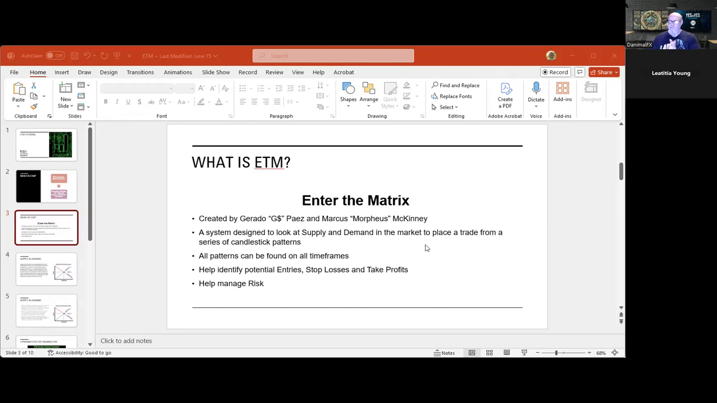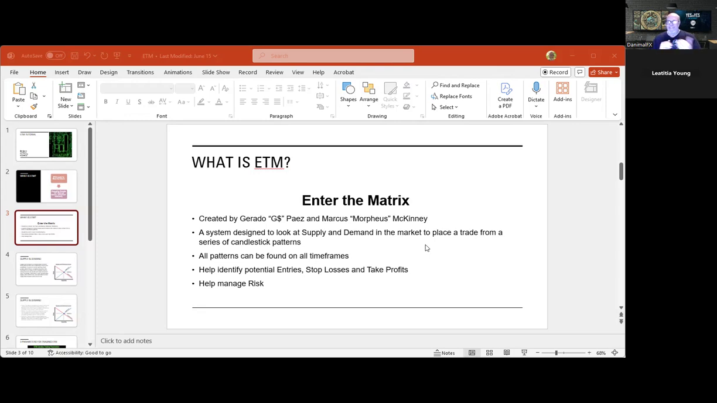So the ETM candlesticks were created by Gerardo G. Money Paez and Marcus McKinney, who are my mentors, and I've been with them for quite a while. And so are all of you here, especially my good friend Letitia, who just adores G Money like I do.